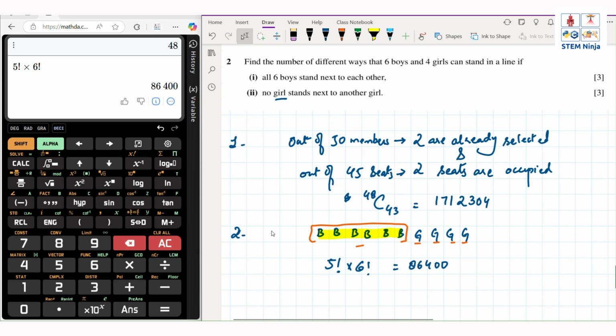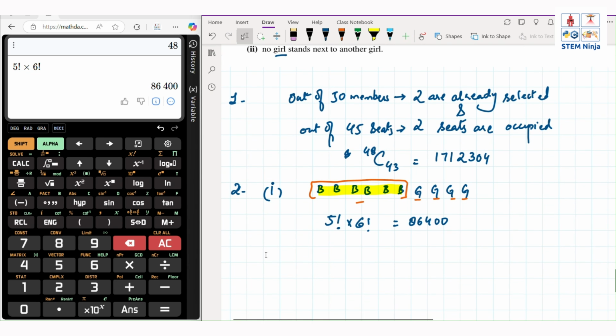Part 2. No girl stands next to another girl. Okay, so this is also easy. So we have boy, boy, boy, boy, boy, 6 boys. Now the girls will occupy these places.